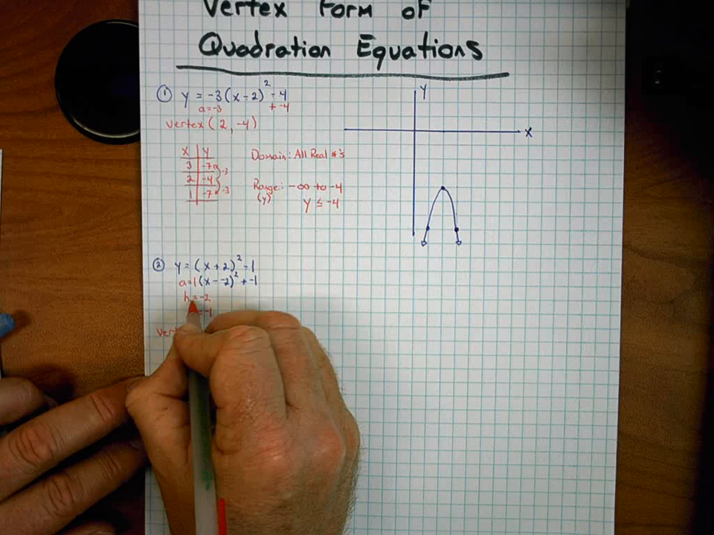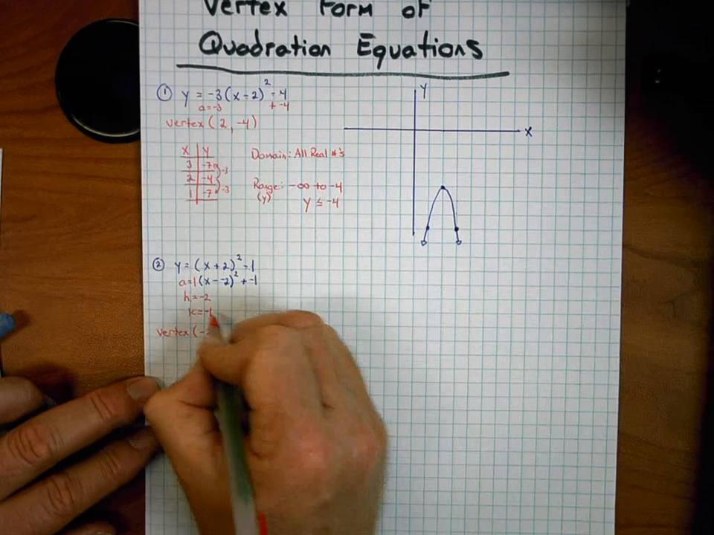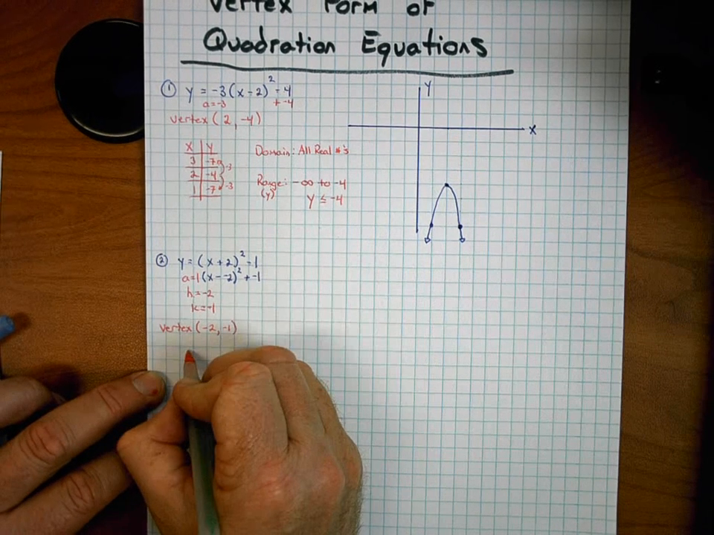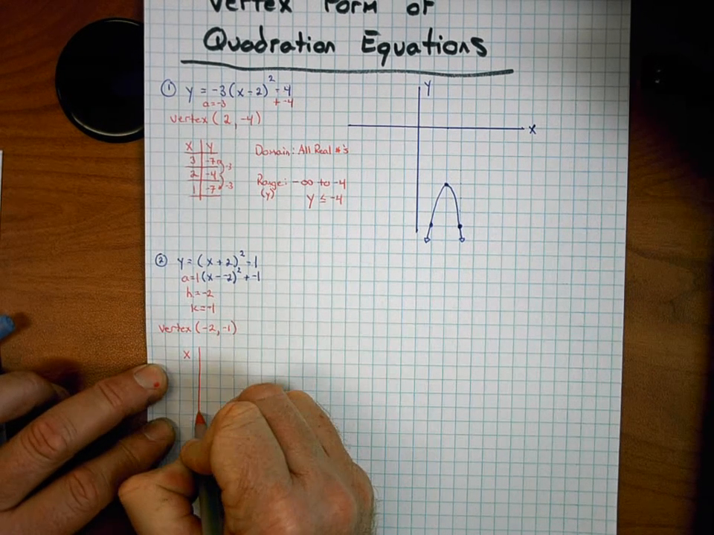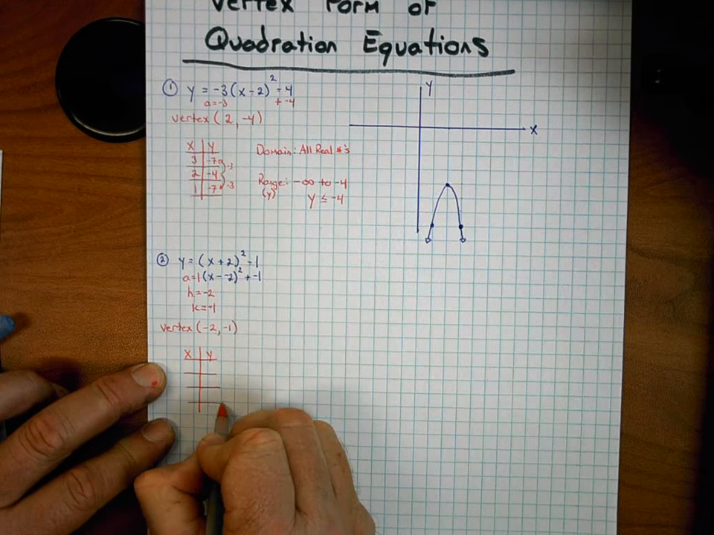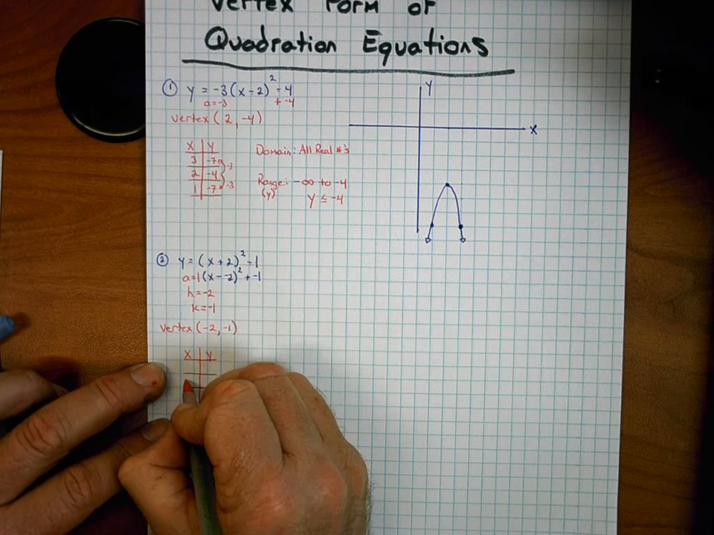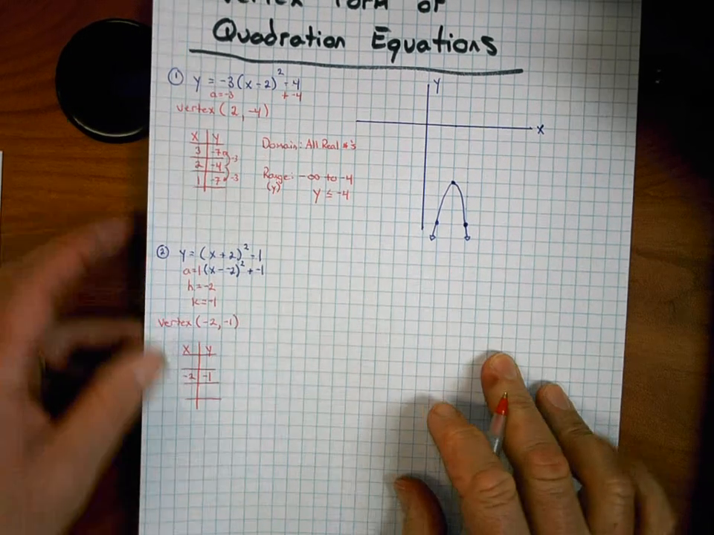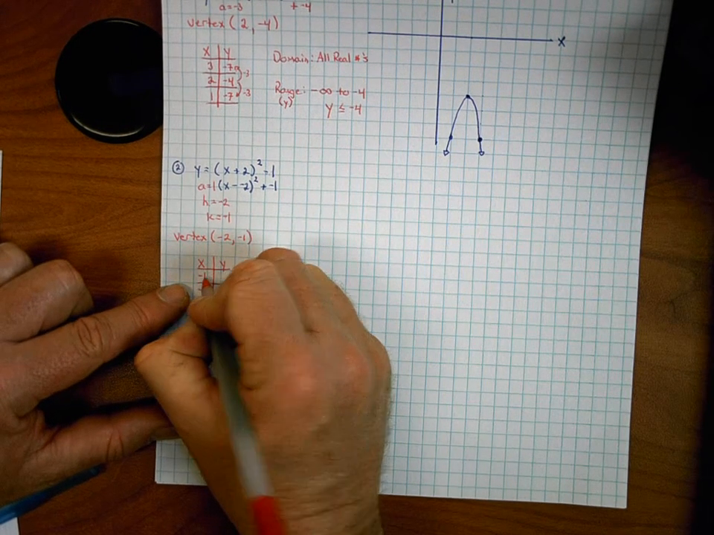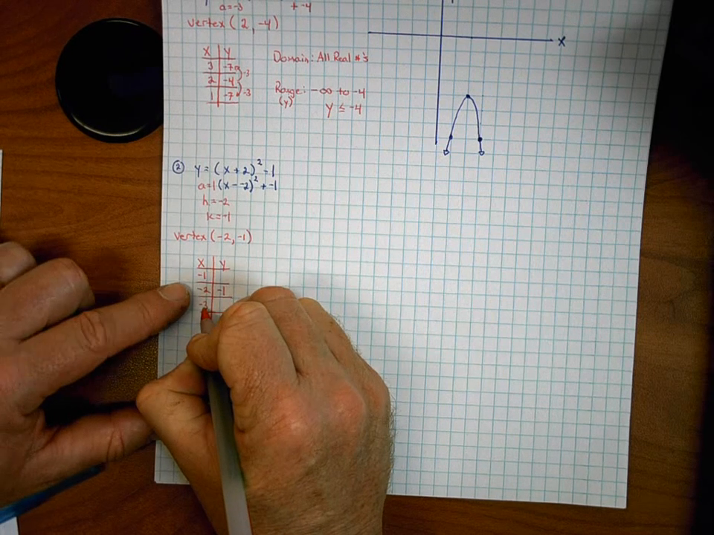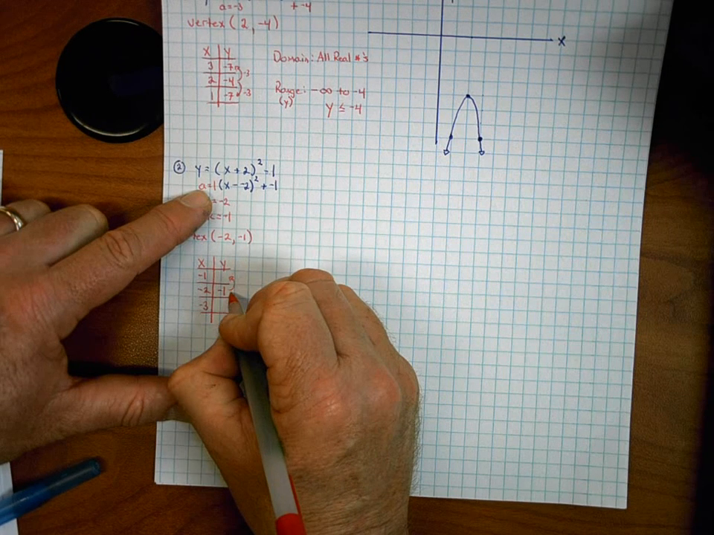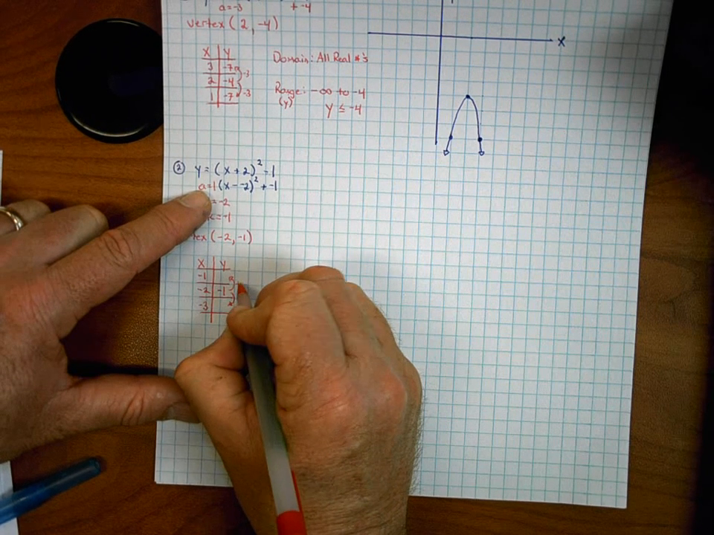So remember, my vertex is always my h value, -2, and then my k value, -1. Now, from that, I can generate, knowing my a value is 1, a table with 3 values, so I can get an idea of what my parabola is going to look like. Okay, so I take my vertex and I put it in the middle of my table, just like that. Okay, then I pick an x value 1 space above -2, which would be -1, and 1 space below, which would be -3. Then I go to my a value. My a value is positive 1. So that means for both of these y's here, I'm going to go up by 1.